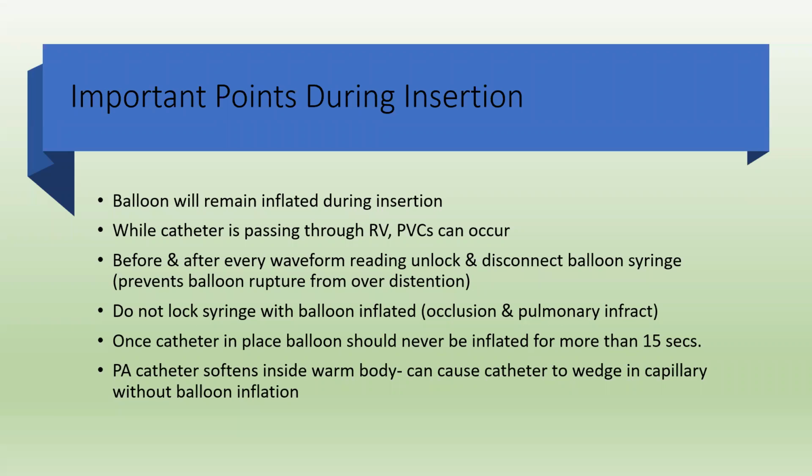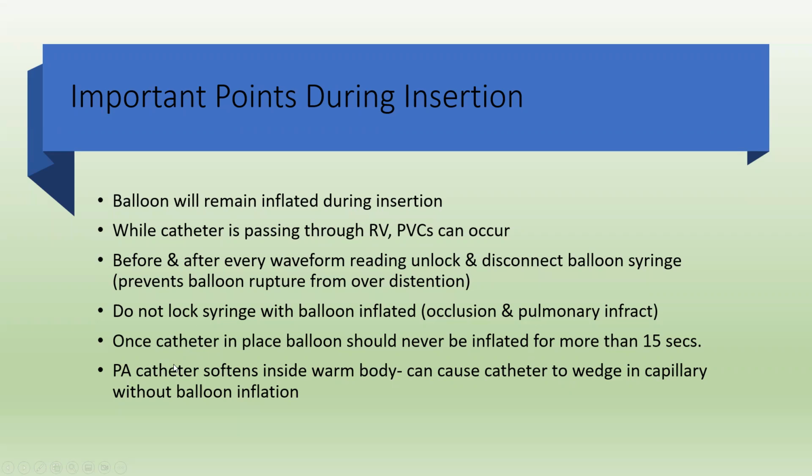All right, so these are some of the important points during insertion. The balloon will remain inflated during insertion, and we understand why that is, in order for it to passively migrate into the pulmonary artery. While the catheter is passing through the right ventricle, it is possible that PVCs can occur. And therefore, we should always be mindful that ventricular tachycardia or ventricular fibrillation can occur, and we should anticipate if that is going to happen.